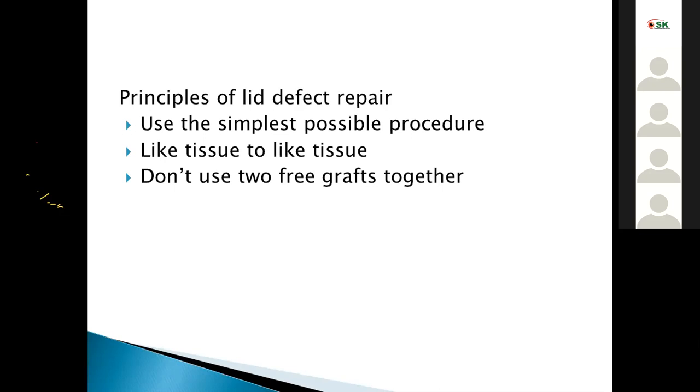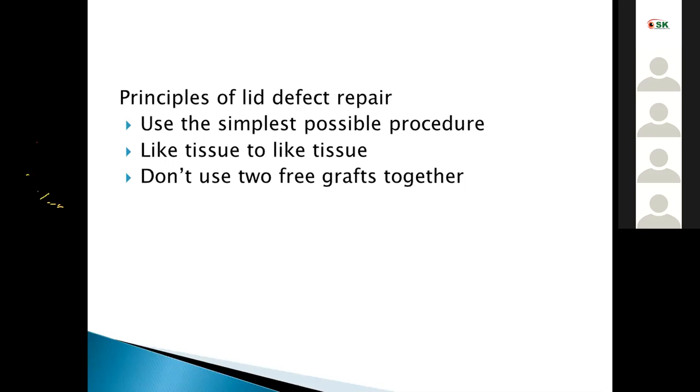There's no role for heroics and trying to do complex flaps that are not necessary. You try to make sure that like tissues go to like tissues. This means that if this is a mucous membrane, you make sure that mucous membranes are sutured to mucous membranes. If this is skin, you make sure that the skin is sutured to skin. Do not try to mix up tissues.